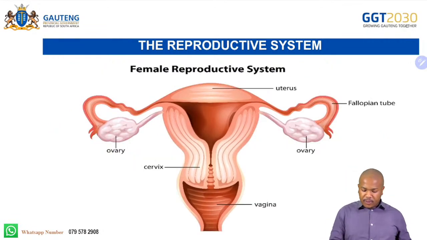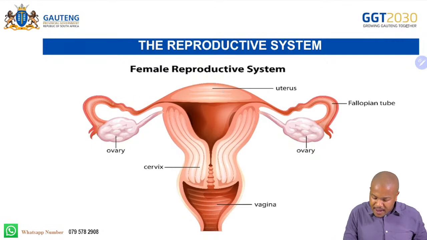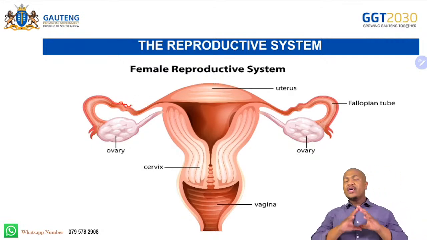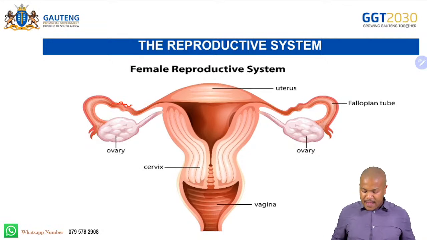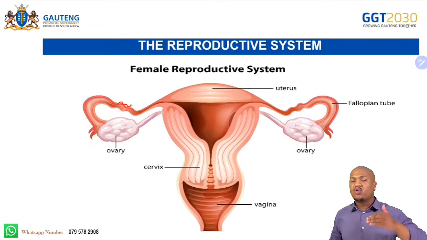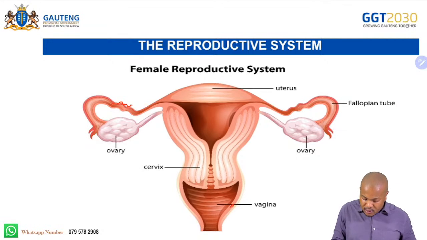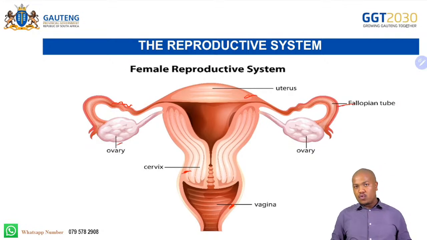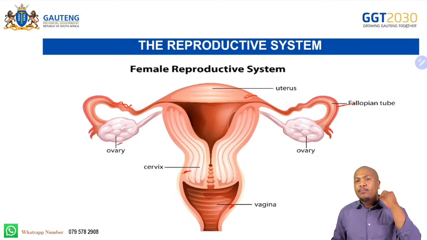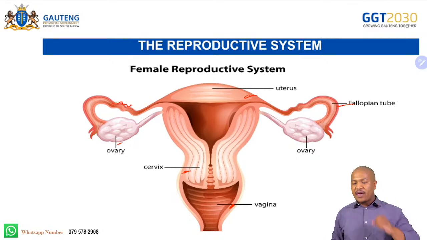So this leads us now to the female reproductive system. Looking at the female reproductive system, it has different parts that work together to ensure the survival of human beings and the production of offspring. We have organs such as the vagina, the cervix, the ovaries, the uterus, and the fallopian tubes. We said that the egg cells are produced from the ovaries of a female.